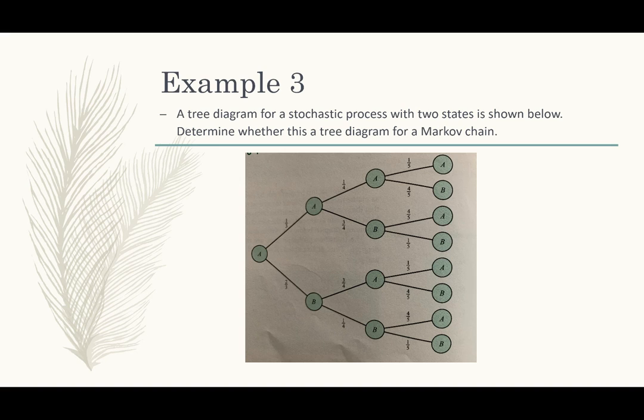Example 3. A tree diagram for a stochastic process with 2 states is shown below. Determine whether this is a tree diagram for a Markov chain. How can you tell? Well, remember the probability from being employed to employed was always the same. It was always 0.8, right? Think of A as being employed here and B being unemployed. Well, A to A is 1/3, and then A to A again is 1/4, and A to A again is 1/5. See how those probabilities are changing? That's not supposed to happen in a Markov chain. In a Markov chain, these probabilities are consistent throughout.